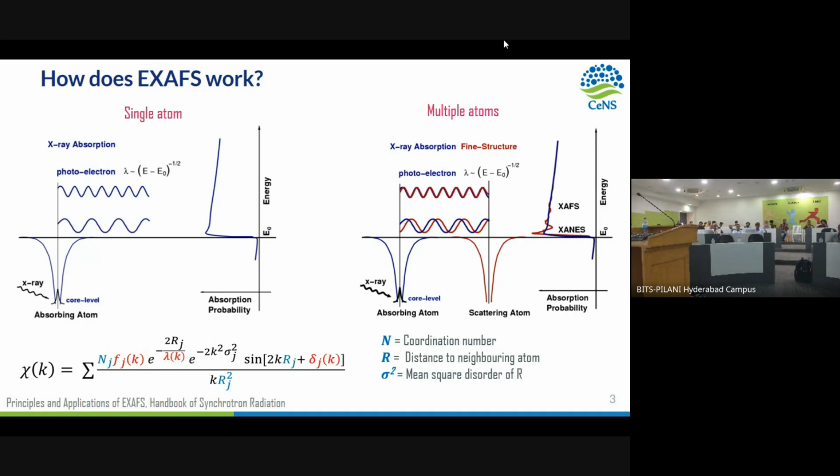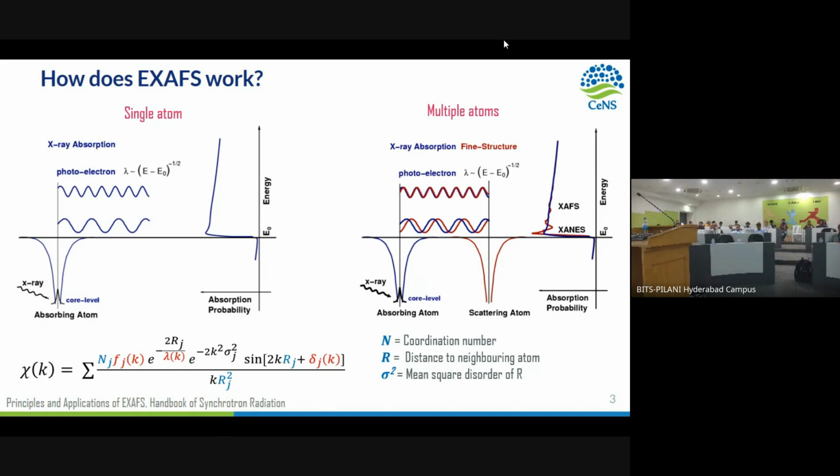Not only that, we also learn about the scattering atom. If the scattering atom changes from oxygen to bromine, there is a different atomic number, so the scattering factor is going to be different. You also get one parameter called the mean square disorder of the value R, because the atoms are vibrating. As you do the experiments at much lower temperature, you can decrease the sigma square value, and you get more confidence in the value of R. So these three parameters are primarily what we determine using EXAFS.